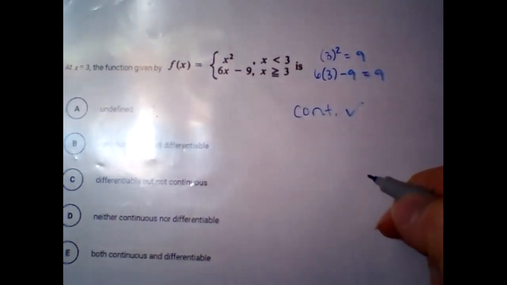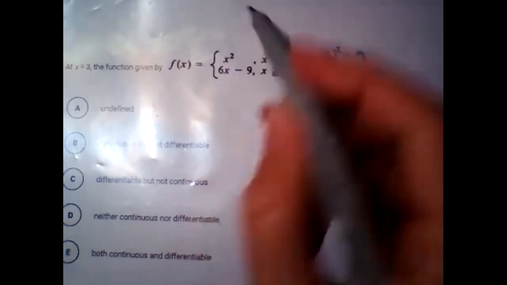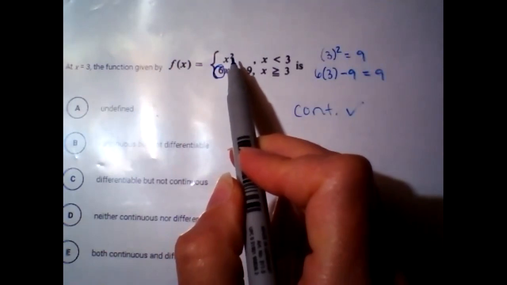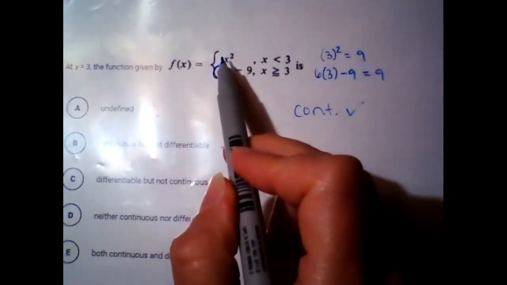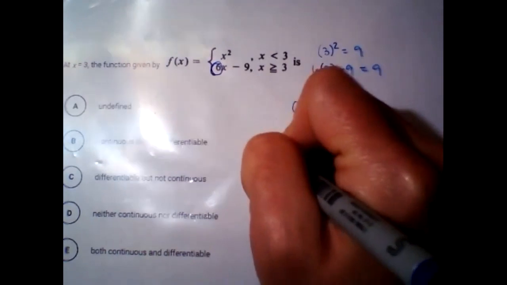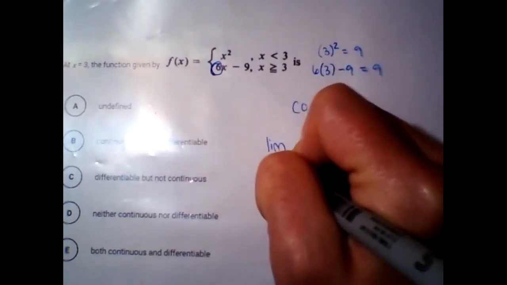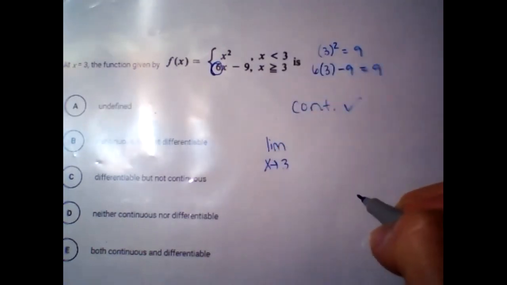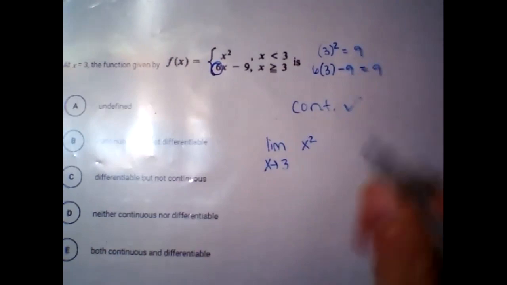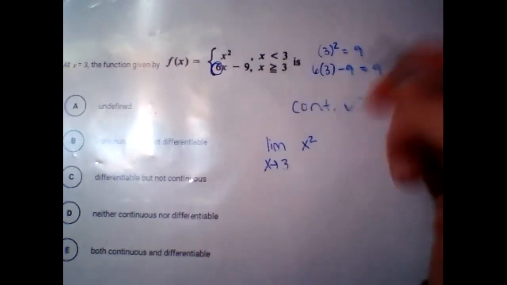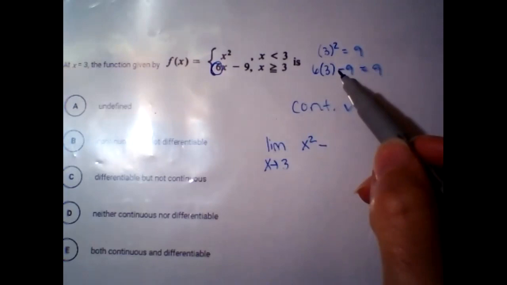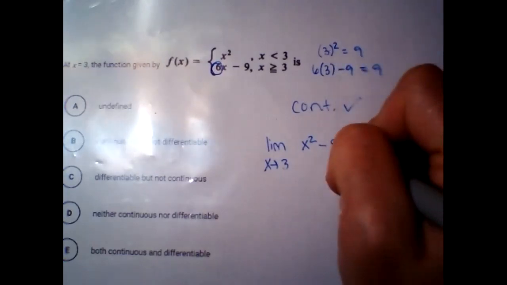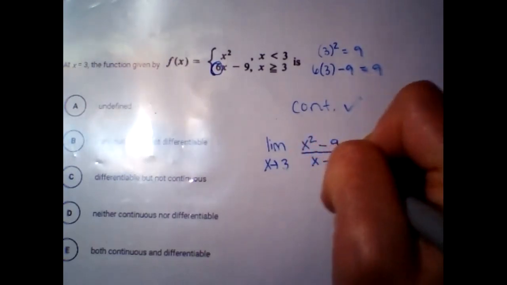And then we need to check if we're differentiable. From this side, our slope is 6. For the other side, we're going to have to do a limit. This is not linear, so I can't just look at the slopes. I'm going to have to actually do this limit process. So it'll be limit as x goes to 3. That's our x value. And then it is the function. So it is x squared minus whatever you get when you plug in 3, which I already did. That was 9. And then this will be over x minus 3.